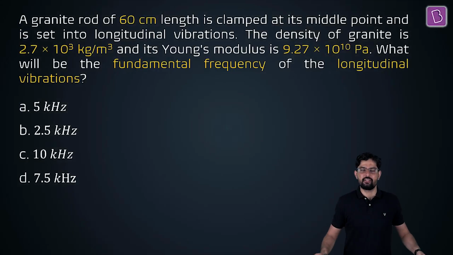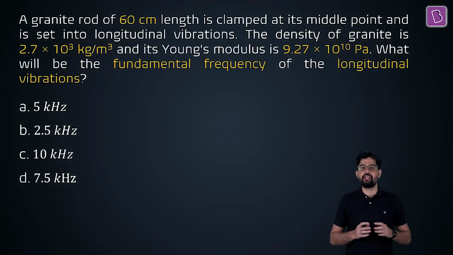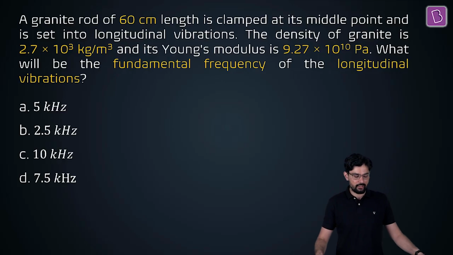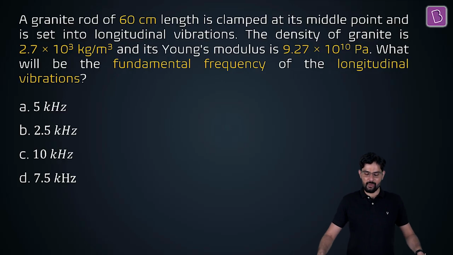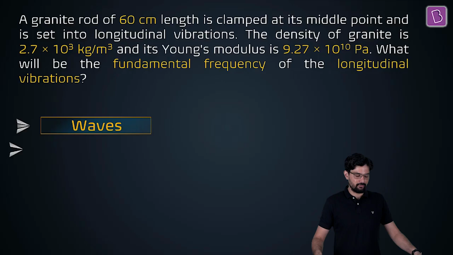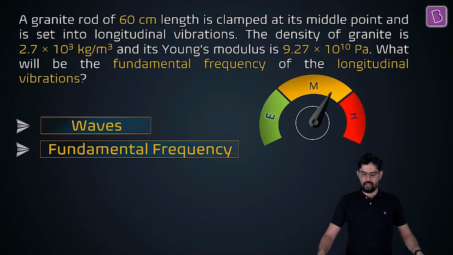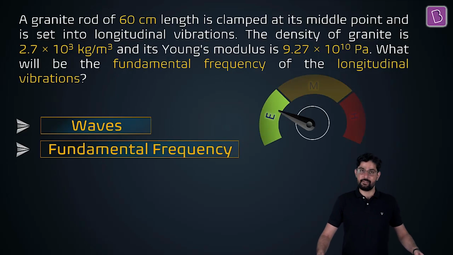Let's solve this one. In this case, the question talks about a granite rod which has a length of 60 centimeter and it is clamped at its middle point and is set into longitudinal vibrations. The density and Young's modulus are given to you. You have to find out the fundamental frequency of the longitudinal vibrations. Pretty easy, right? So what are the concepts involved? We have waves and fundamental frequency in this case. And the level is easy.